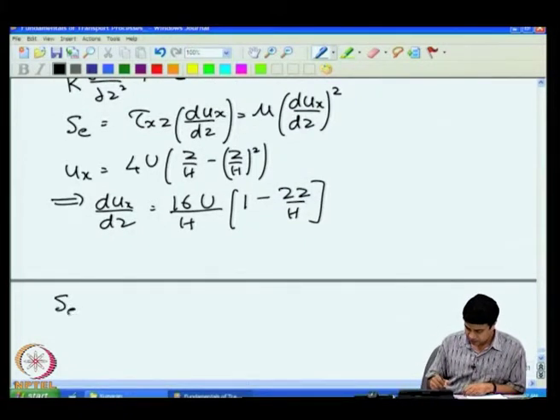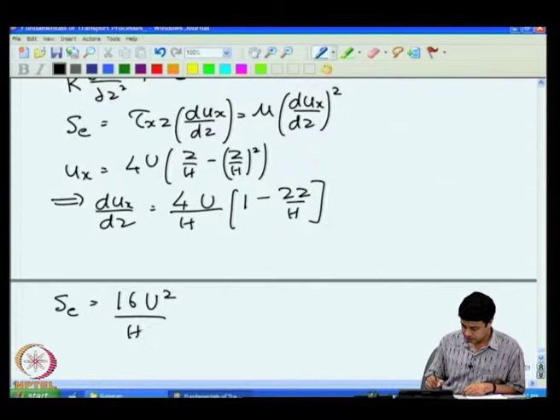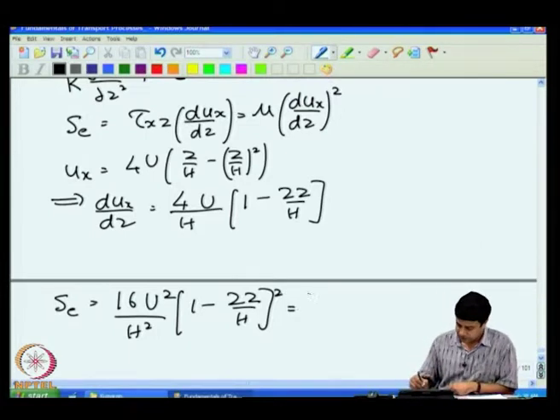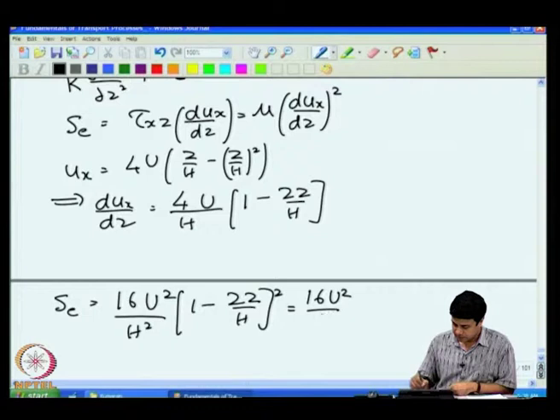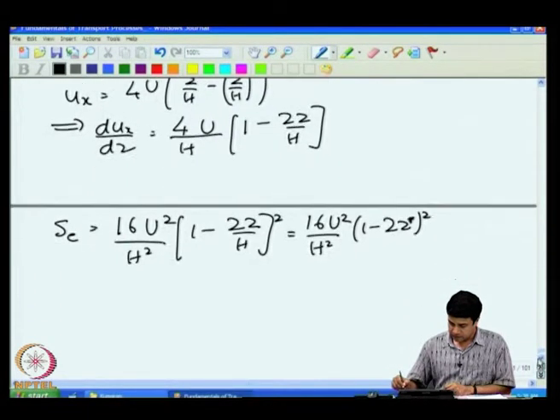Therefore, SE will be equal to 4 (16u square by h square) into (1 minus 2z by h) the whole square, which is equal to 16u square by h square into (1 minus 2z star) whole square. So that is the final expression for the rate of production of energy.